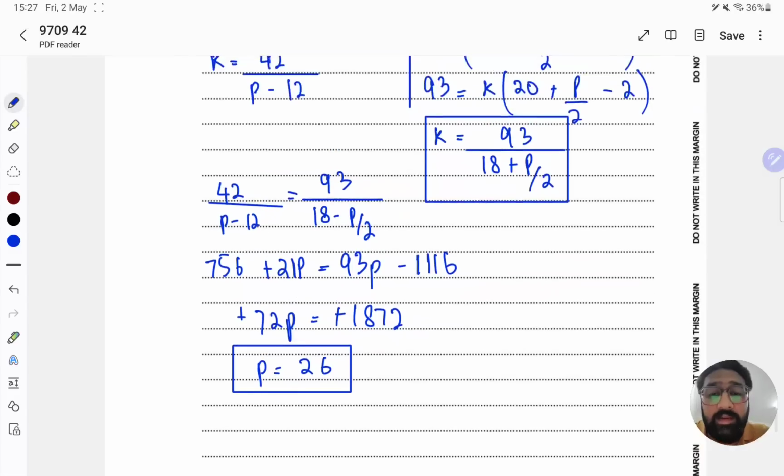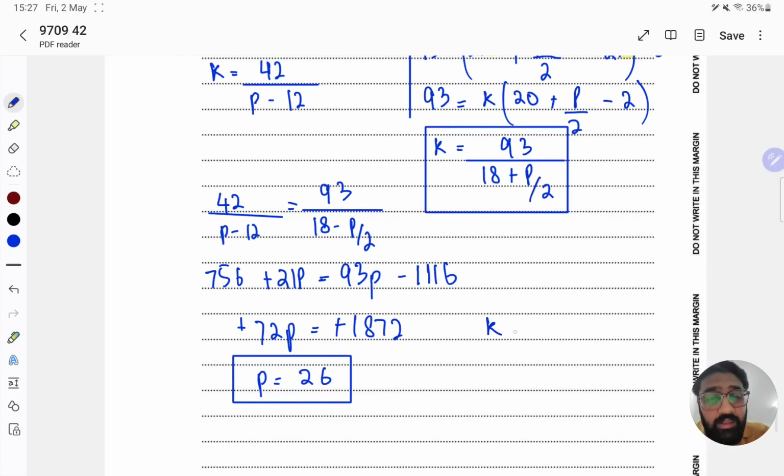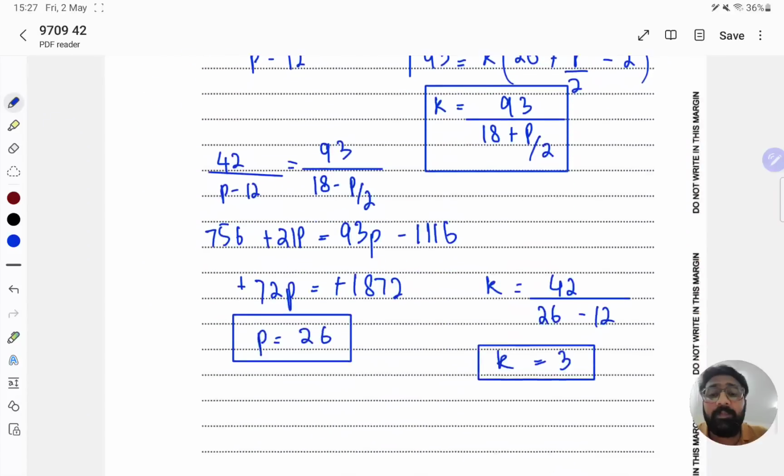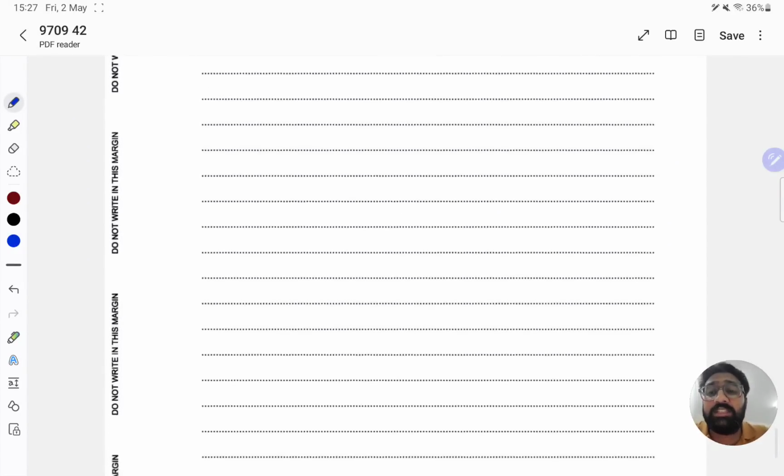Yes, now let's calculate the value of k. The value of k is 42 divided by 26 minus 12, so k will be 42 divided by 26 minus 12, which is 3, and that is what he was asking us to show. Yes, let's move to the last part of the paper.